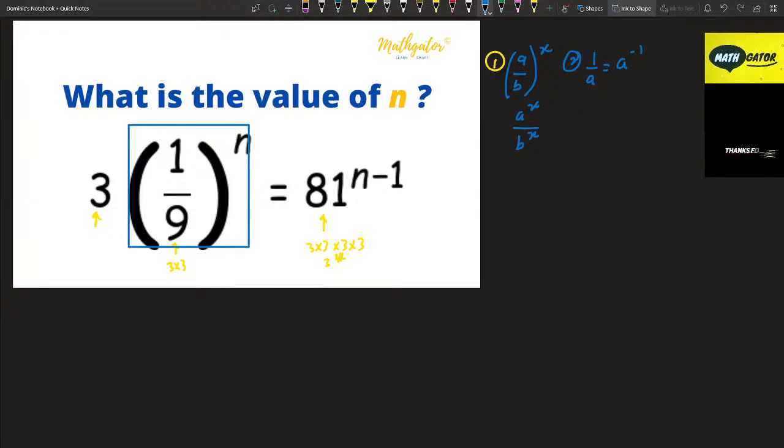So if I take what is in the box, which is in bracket 1 over 9 all raised to the power n, so what is it?